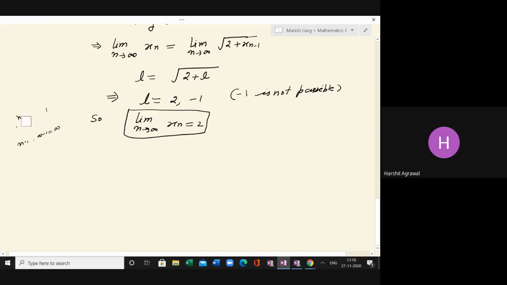Sir, I am asking why x_(n minus 1) equals L? I want to know once. Actually, what is the meaning of limit? Limit says if you have x_n, it tends to L if n tends to infinity.